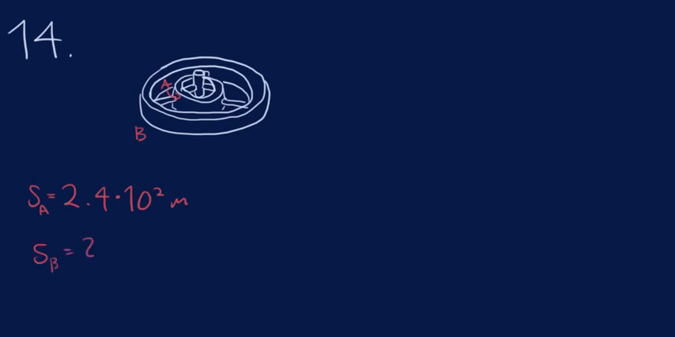And I forgot to draw in the radii. So this radius right here, I'm going to arrow down, that is 3.2 times 10 to the second meters. And this radius right here is 1.1 times 10 to the third meters. So that's radius B, and this is radius A.